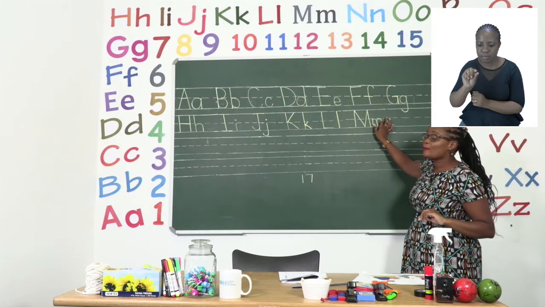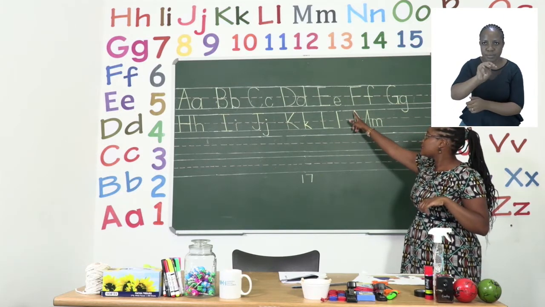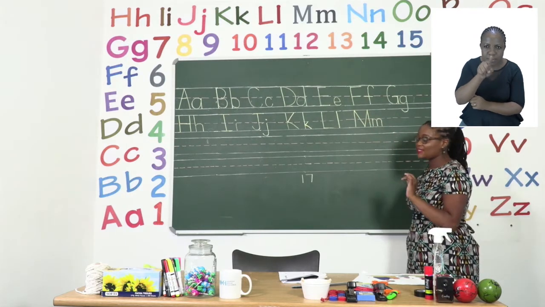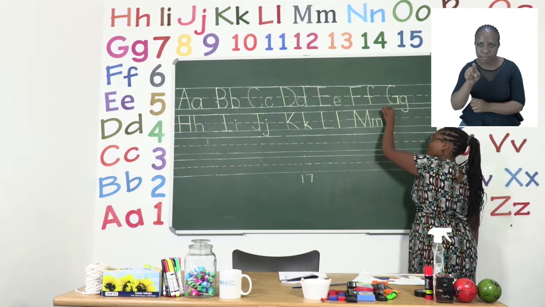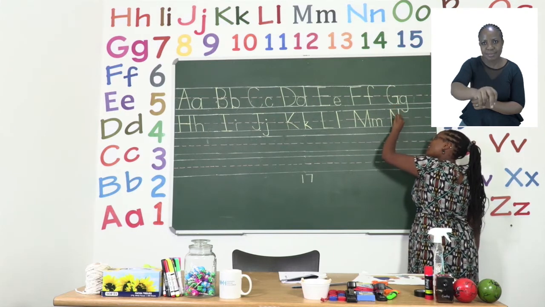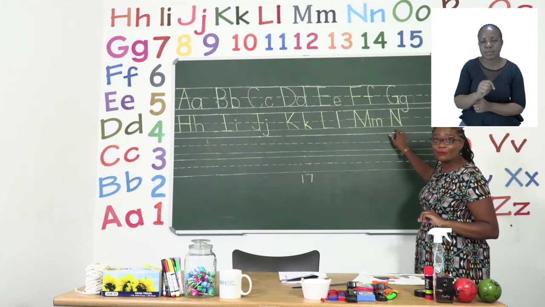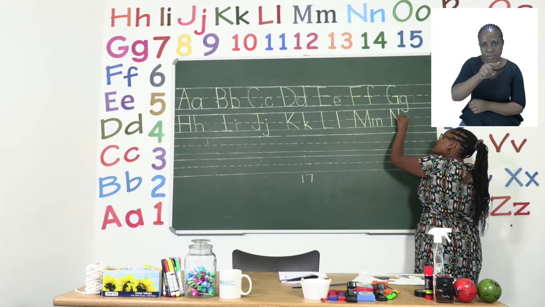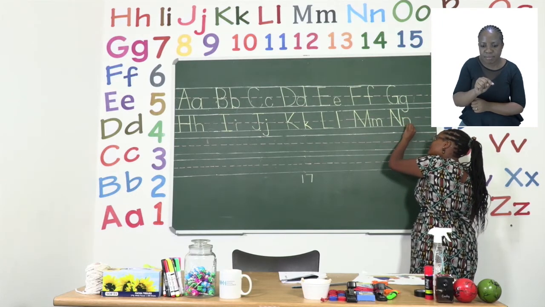Small letter m has round points, but capital letter M has sharp points. Now let's go to N. We go down and down and down. Capital letter N touches the top and the bottom lines, but small letter n goes down and it goes round.